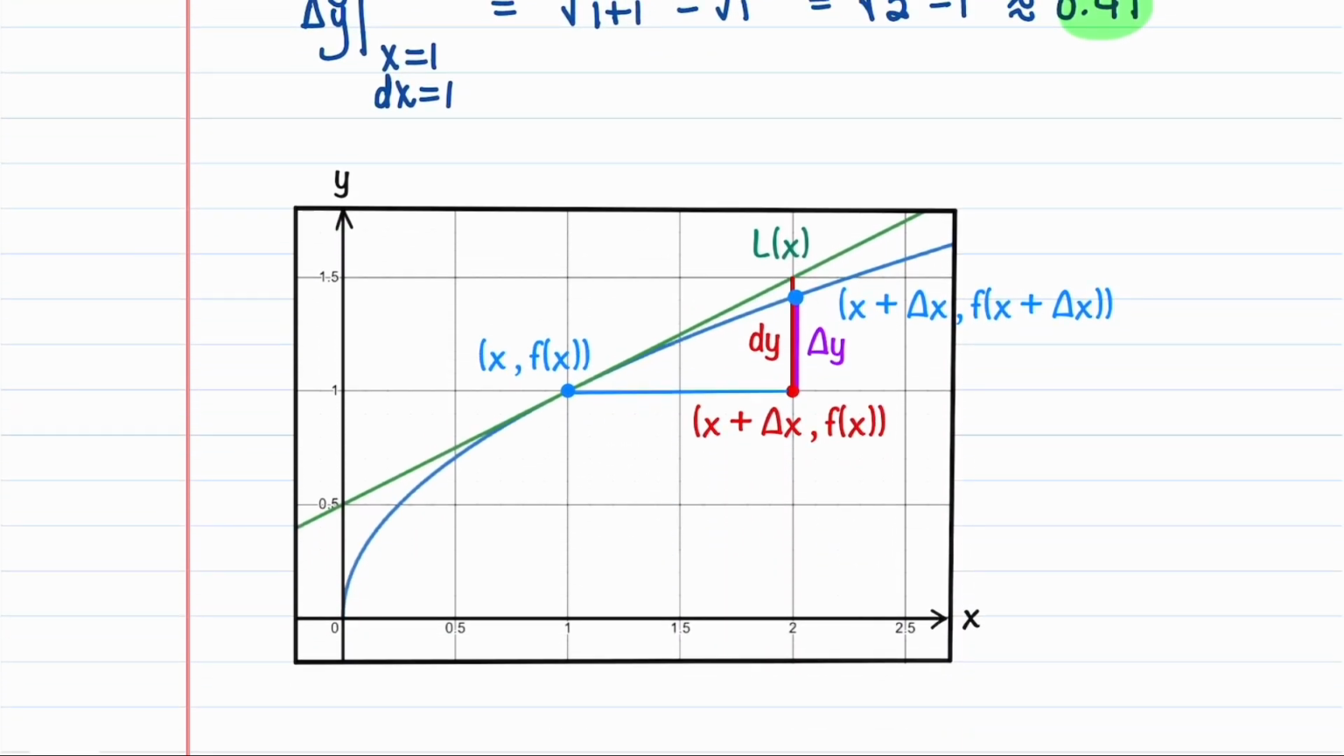I have placed a graph down here so we can visualize what we just calculated. Differentials are used to find the change between this point and this point. Delta y is the exact change in the y value, and we found that to be 0.41. And then dy is the approximate change in the y value, and we found that to be equal to 1/2.